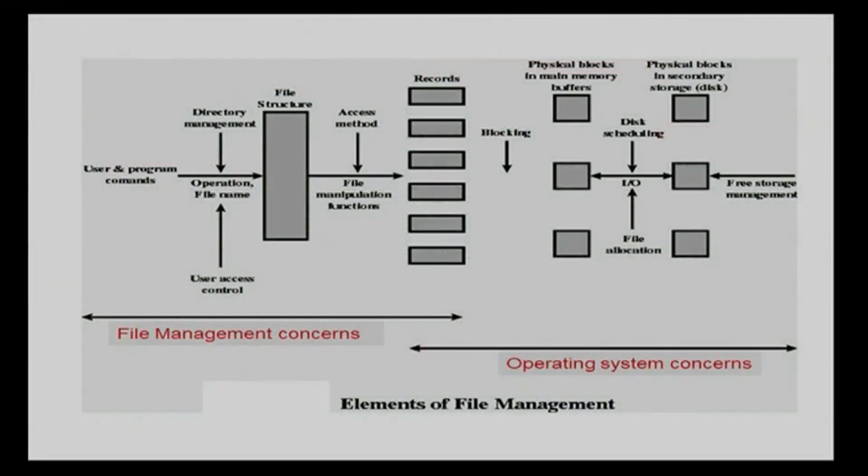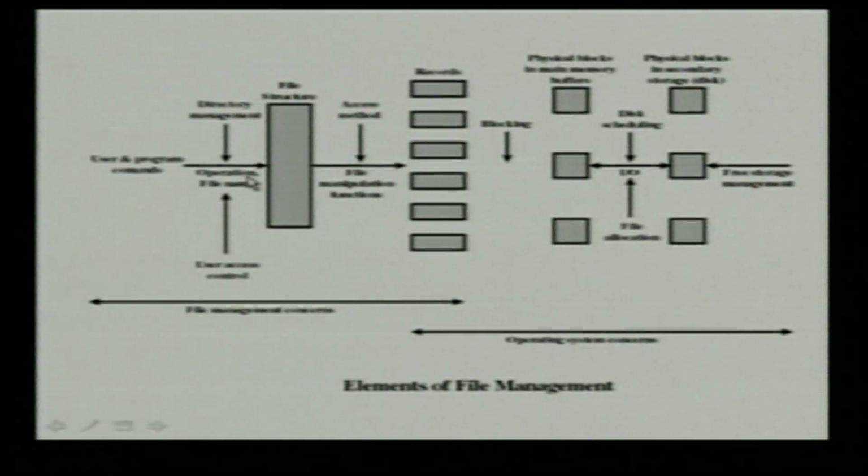So this shows the elements of a typical file management system. We are looking at two different aspects here. One is the file management concerns and the other is the operating system concerns. Here you will first talk about the file management concerns. You have user and program commands to access the file, and then you have the directory management, and here you have the user access context, and then you give the operation that you want, like create a file, delete a file, insert a record into a file, and so on.